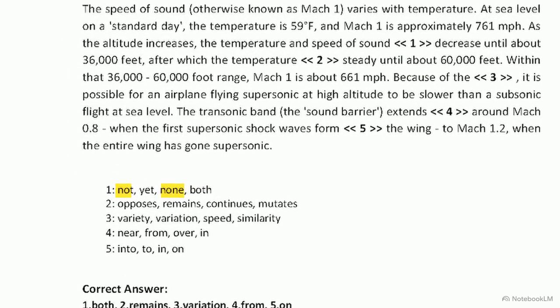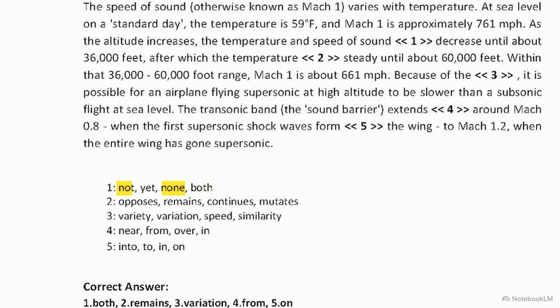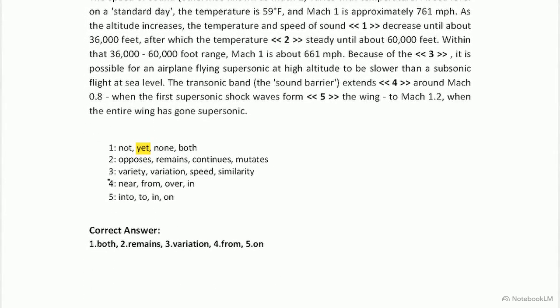Evaluating the distractors, none and not fail instantly. They negate the sentence entirely, contradicting the physical existence of the two subjects. The final option, yet, operates as a conjunction. Dropping it here fractures an otherwise complete clause. Both locks perfectly into place.